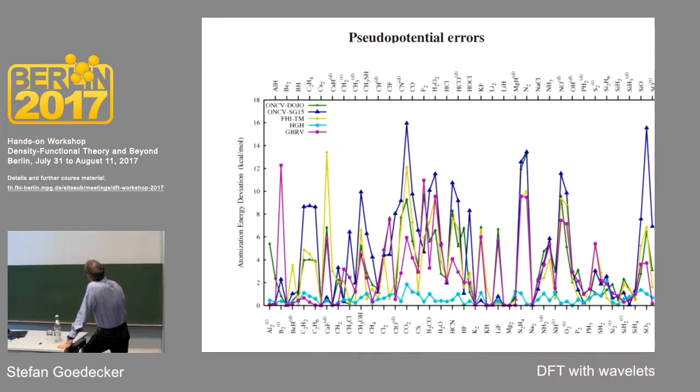So you see that all those pseudopotentials, with the exception of the ones that we are using, can give, at least in certain cases, rise to errors in atomization energies which are much larger than the intrinsic limitations of the PBE functional.